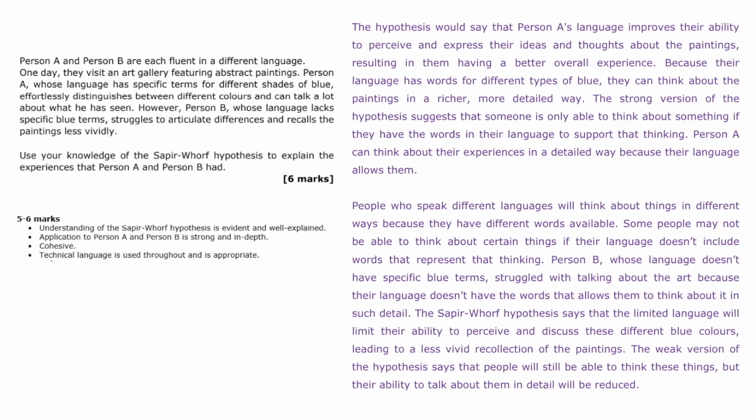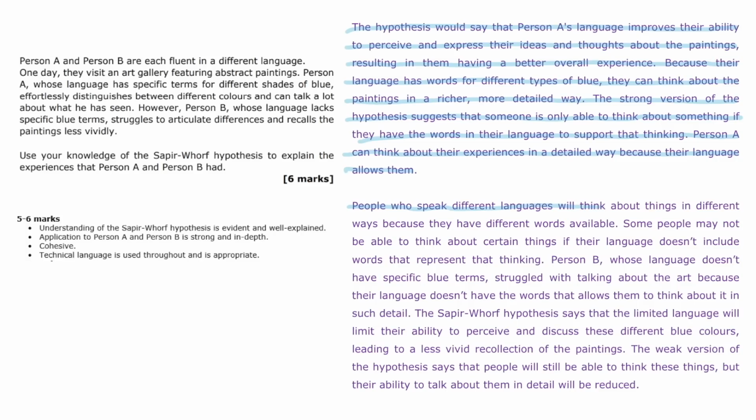Let's read through the model response together now. The hypothesis would say that Person A's language improves their ability to perceive and express their ideas and thoughts about the paintings, resulting in them having a better overall experience. Because their language has words for different types of blue, they can think about the paintings in a richer, more detailed way. The strong version of the hypothesis suggests that someone is able to think about something if they have the words in their language to support that thinking. Person A can think about their experiences in a detailed way because their language allows them.